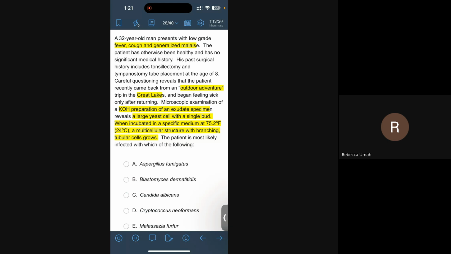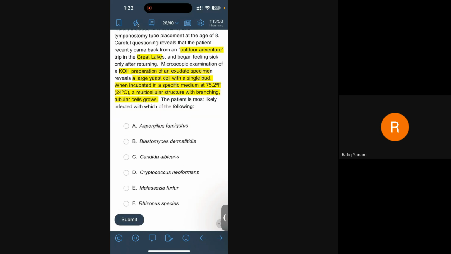So Great Lakes, outdoor adventure, fever, cough, generalized malaise. Can you think of anything which connects all these things? Pneumonia symptoms, outdoor adventure, Great Lakes, dimorphic features. It's like blastomycosis. Sorry, Blastomyces.